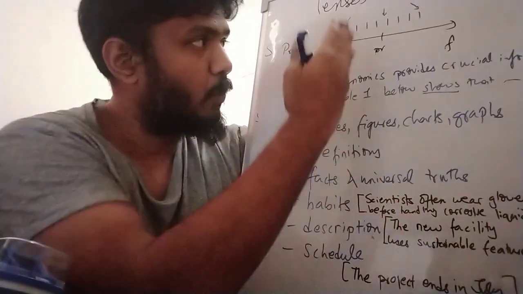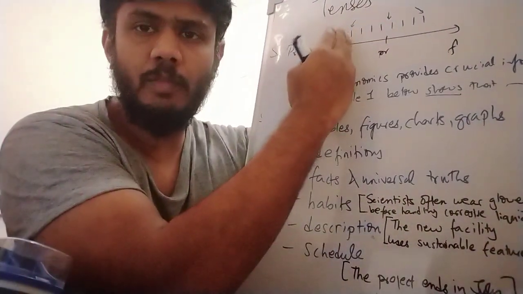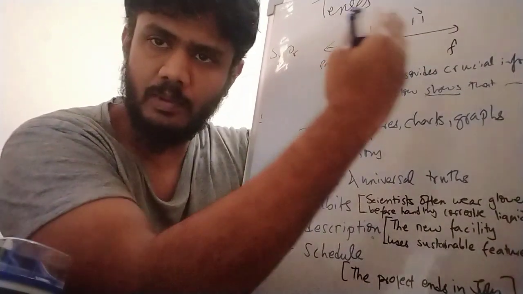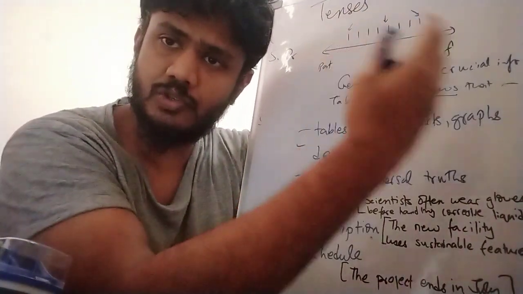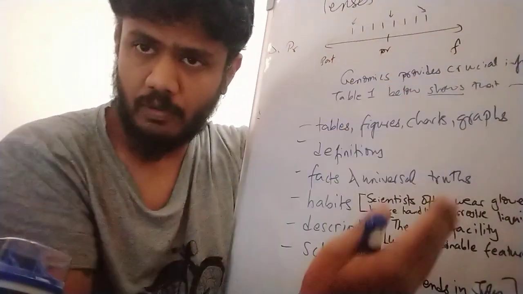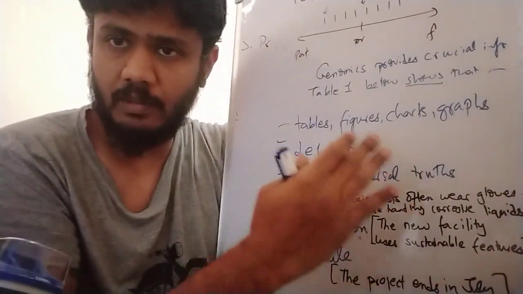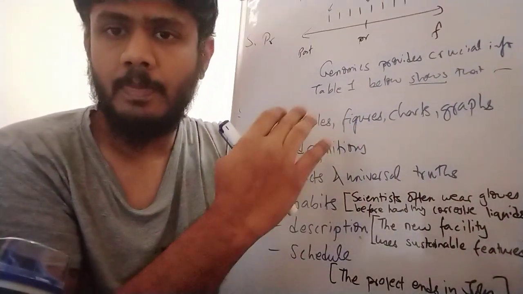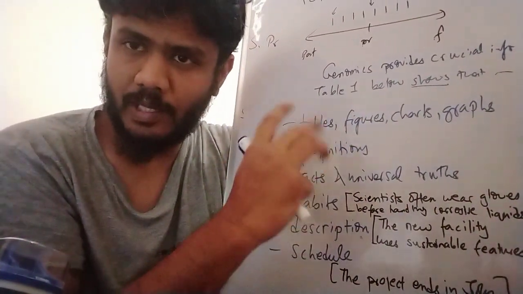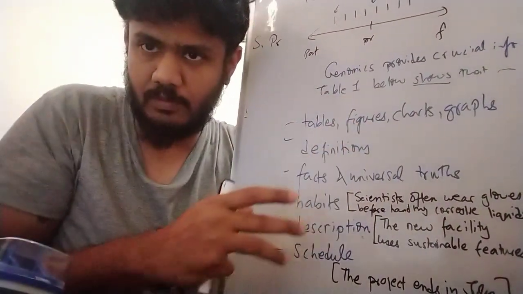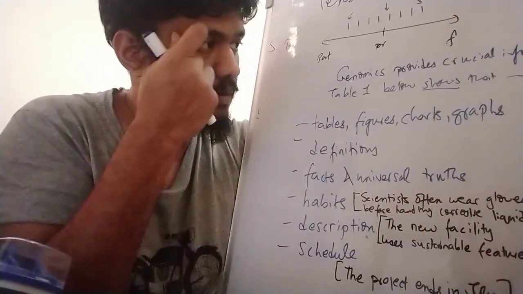Okay, and what it generally means is that no matter when you look at it, it is something that will remain true, that remains true for a long duration of time. That's what the simple present means. Okay. Now let's look at the structure of the simple present. What is the structure like?